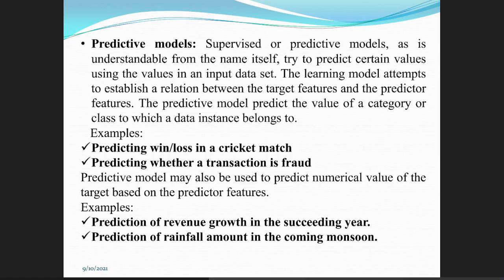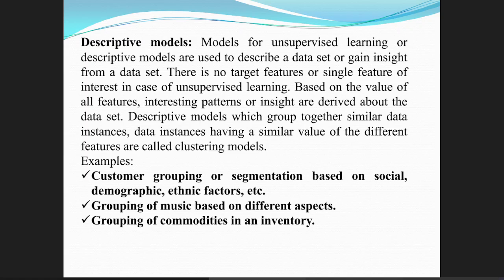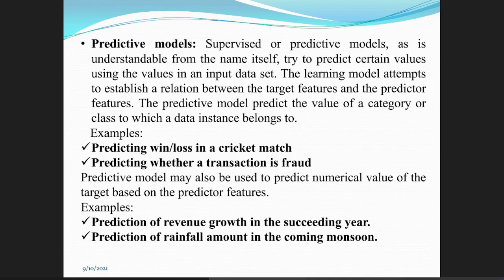A predictive model may also be used to predict a numerical value. Whenever we want to predict the temperature of Mussoorie on a certain day, we can use regression algorithms. Regression algorithms are used for predicting a numerical value, such as the prediction of revenue growth in the succeeding year, or the prediction of rainfall in a certain city on a certain day. So we can predict a categorical value, and we can also predict a numerical value. These were the two sets of problems where the models are supervised models, meaning we have a data set in which we have input as well as output.